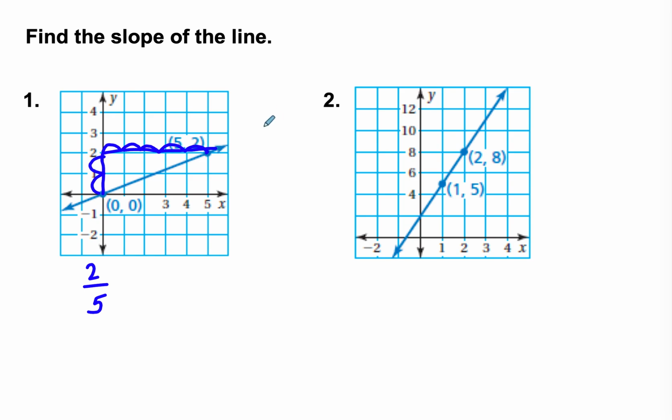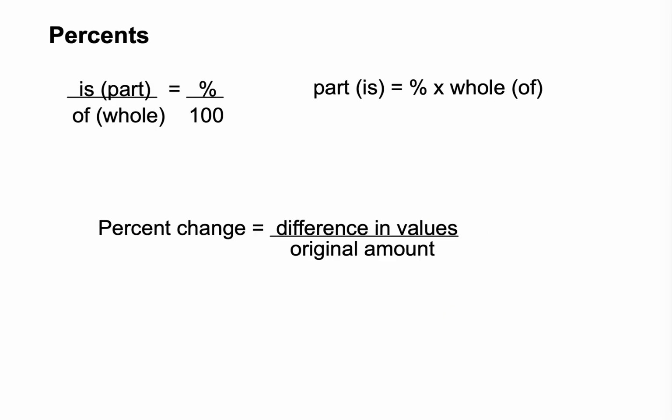Okay, go ahead and pause the video. Try number 2 on your own. Okay, let's check our answer. Here we can't count boxes because this is not going by ones. So we have to look at value. So here we start at 5, we go up to 8. That's going up 3. And then over here it's going from 1 to 2. So that's going over 1. 3 over 1 simplifies to a whole number 3. For slope, you can make it a whole number. You just can't make it a mixed number.